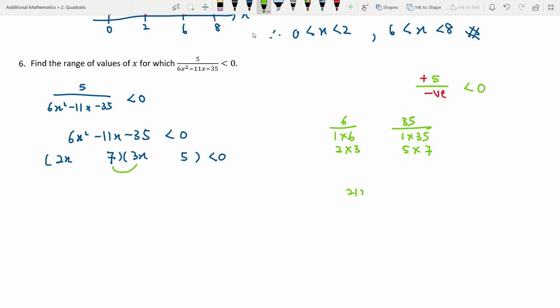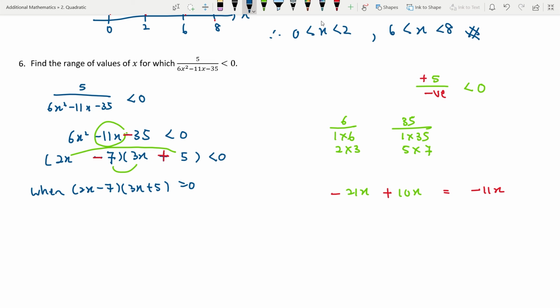Here we will get 21x and over here we will get 10x. We need to get a negative 11, so we need to minus 21x, add 10x. Minus 21x plus 10x. And don't forget to check negative, positive, we get a negative. When 2x minus 7 times 3x plus 5 is equal to 0, x is equal to 7 over 2 and x is also equal to negative 5 over 3.